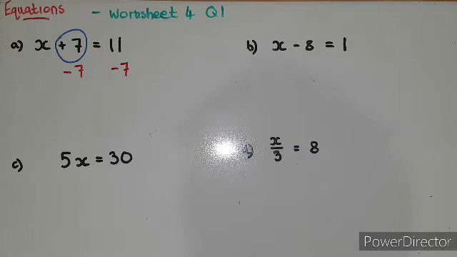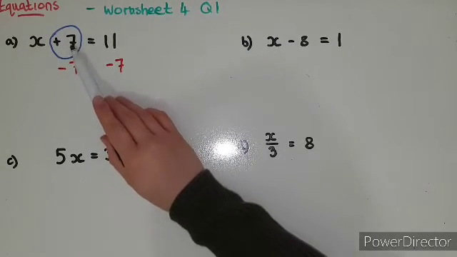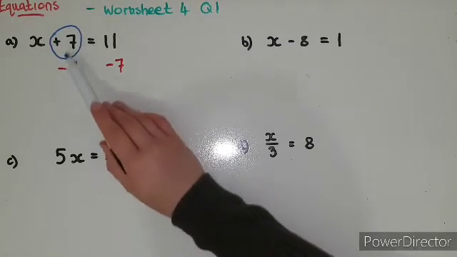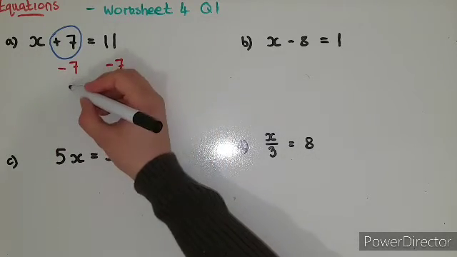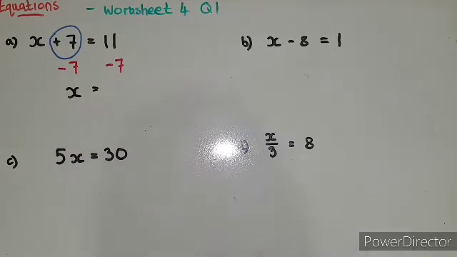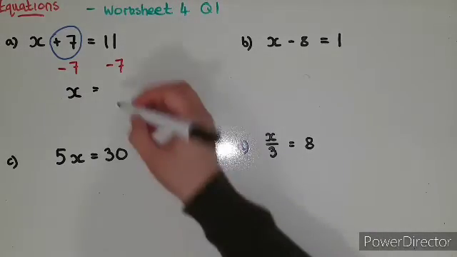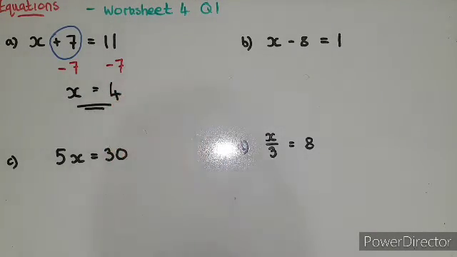Now when I do the subtract 7 on the left hand side, you'll see they're the opposite of each other, so they just cancel each other out, and I'm left with what I had initially, which was the x. So I'm left with my x. And on the right hand side, 11 take away 7 is 4. And that's my final answer. So x must have been 4 there.